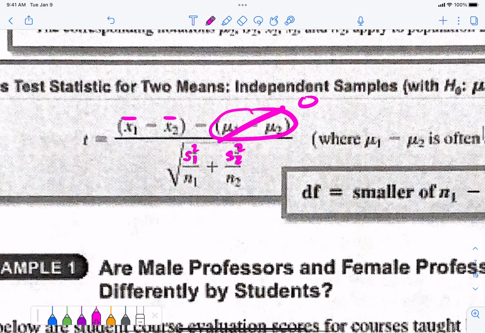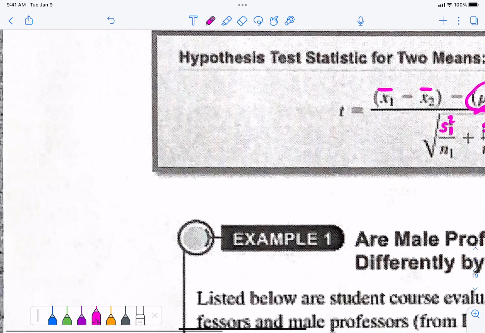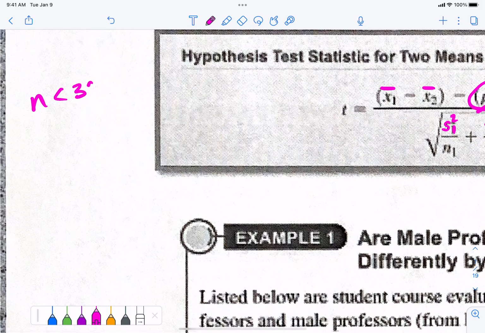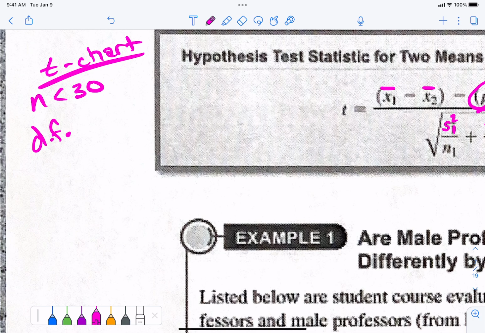Now, when we're doing mean, the same rules apply. If your n is less than 30, you use the t-chart, okay? If your n is bigger than 30, you use the z-chart, etc., right? Now, here's the deal. When you're using the t-chart, you have to have degrees of freedom. But the problem is you're going to have two different n's. You have an n1 and an n2.